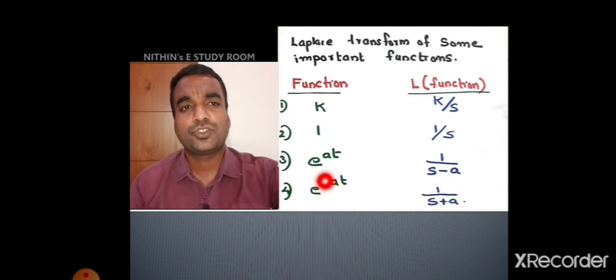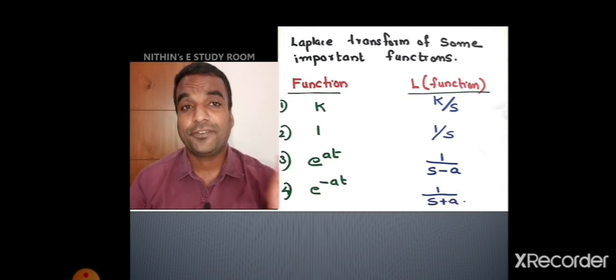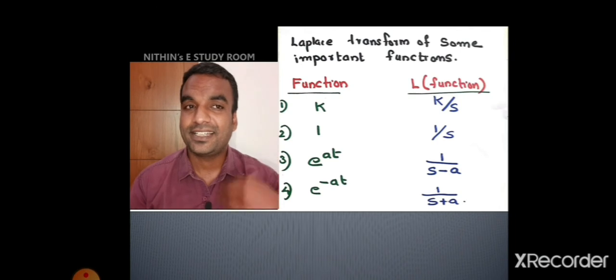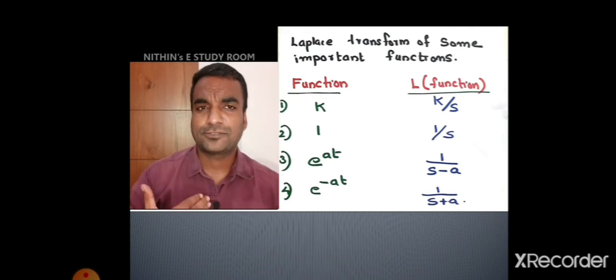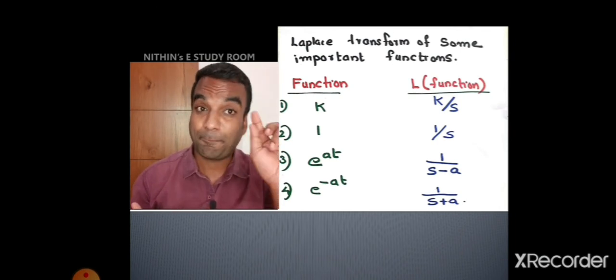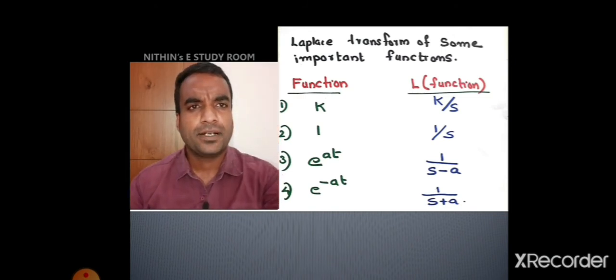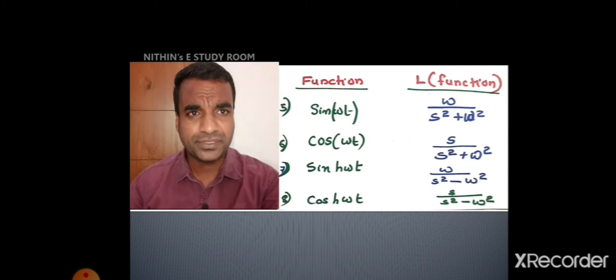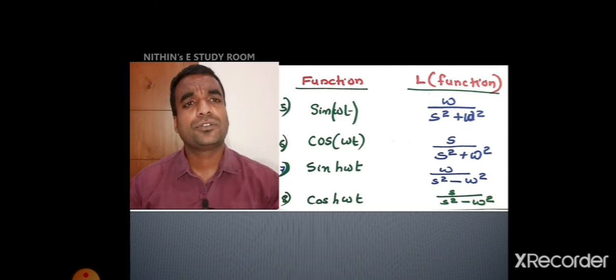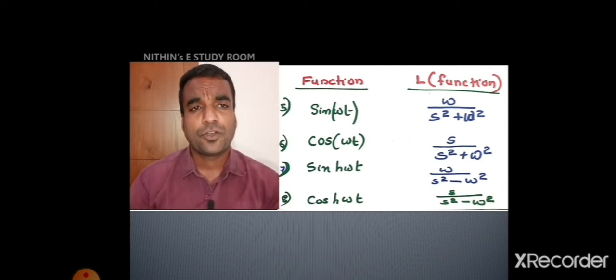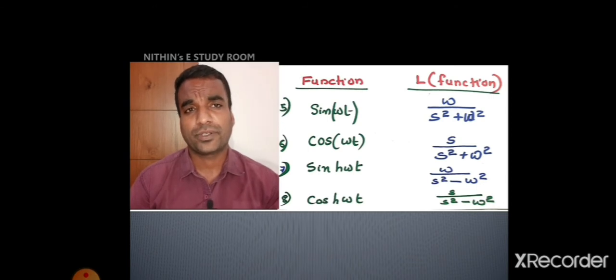And for e raised to minus at, it is 1 by s plus a. If it is minus at, then the Laplace transform will be 1 by s plus a. Minus, plus, minus, that will be somewhat confusing, so be careful. So next one, 5: sin omega t is omega by s square plus omega square.